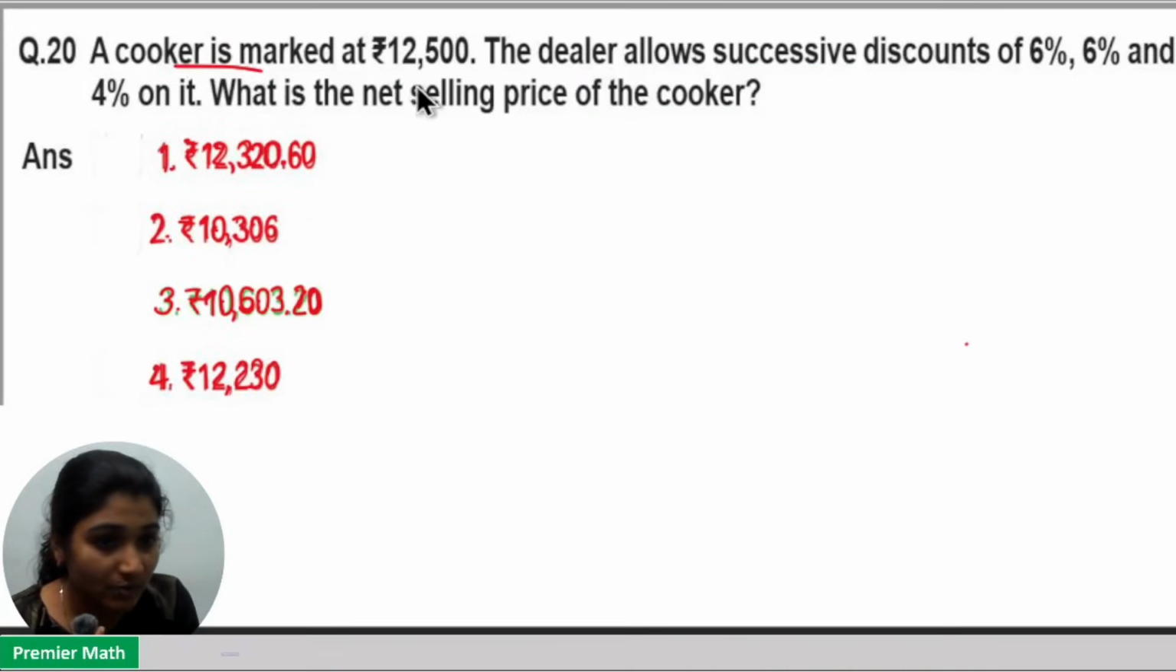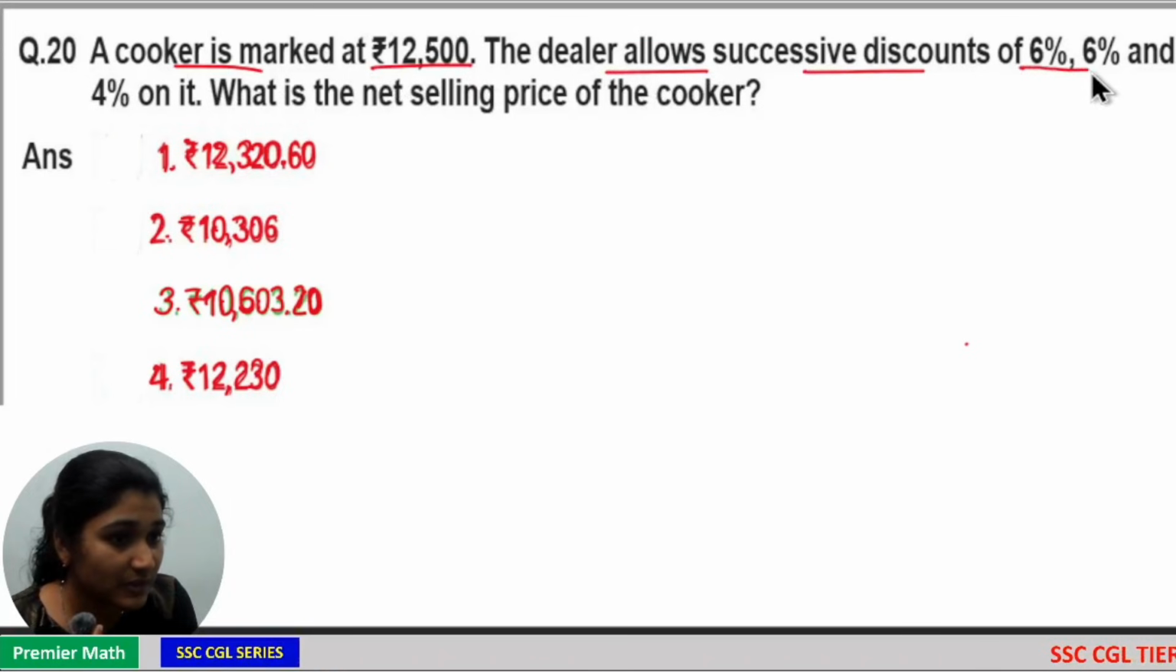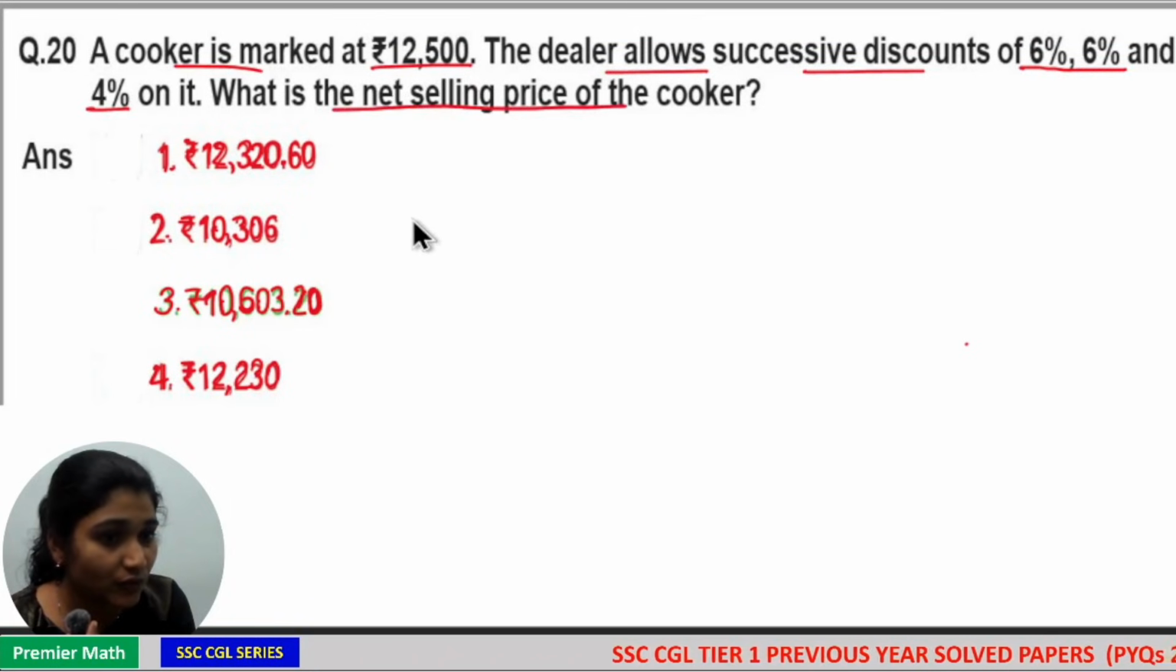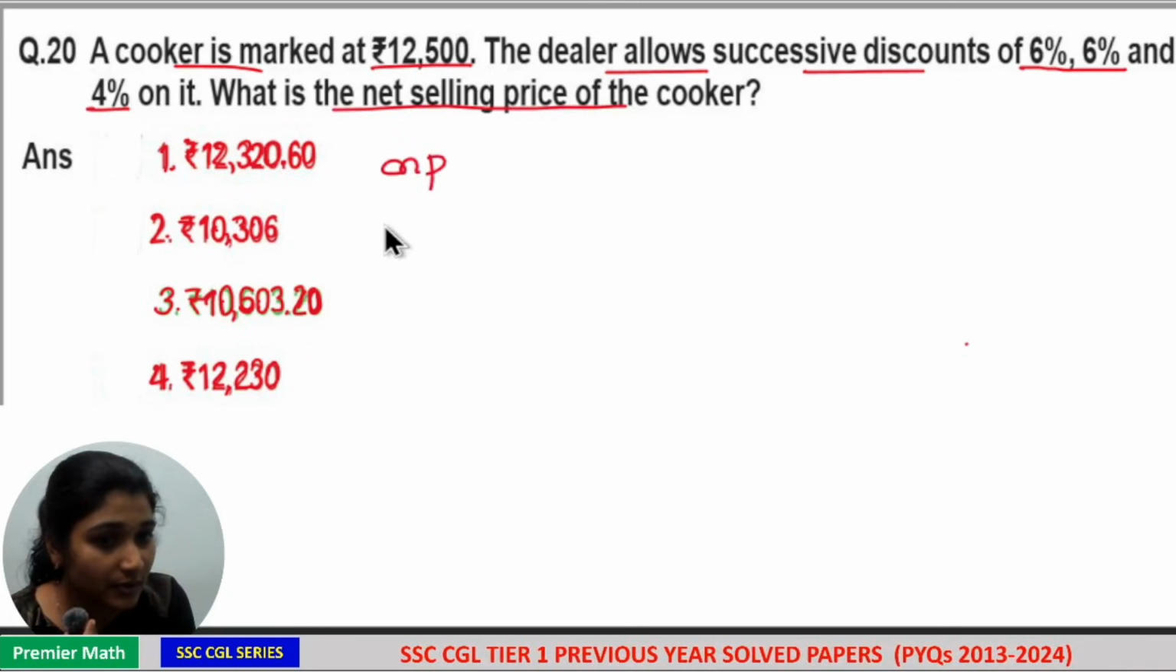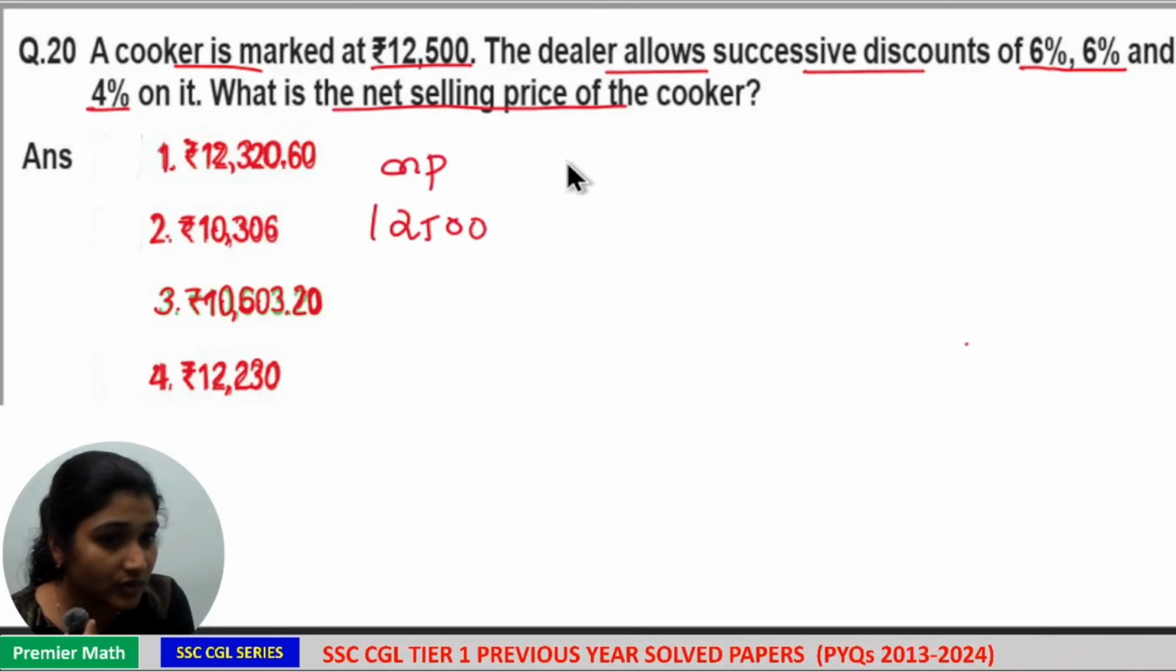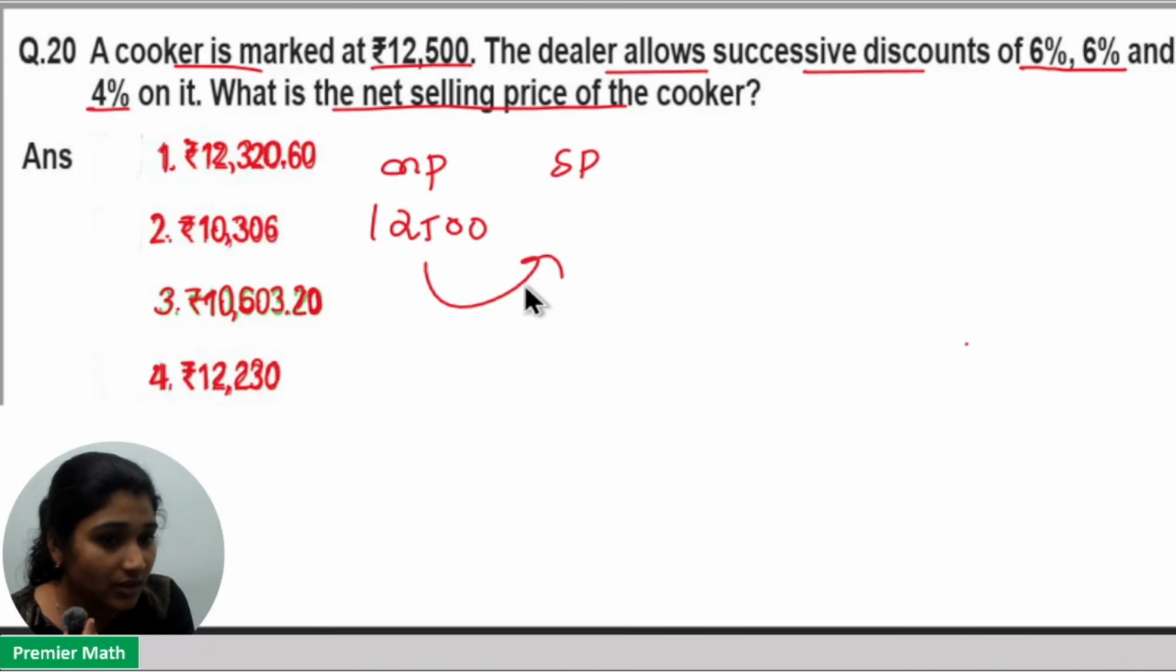A cooker is marked at 12,500. The dealer allows successive discounts of 6%, 6% and 4% on it. What is the net selling price of the cooker? Here the marked price is equal to 12,500. Now find out the net discount.